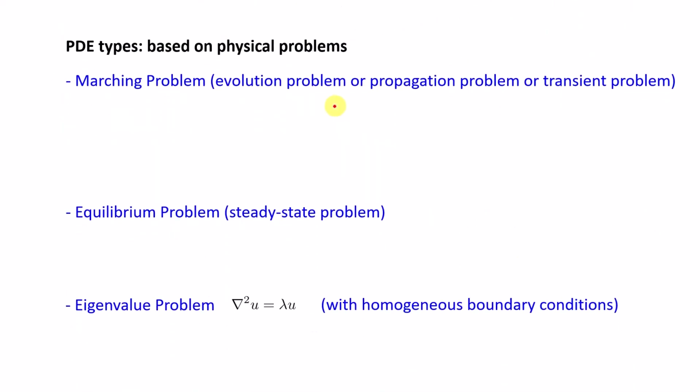Now, based on the physical problem, we can classify partial differential equations in different ways. The first one is the marching problem, which gives us the evolution of something in time. This is called an evolution problem, propagation problem, as well as a transient problem, where something is changing in time.